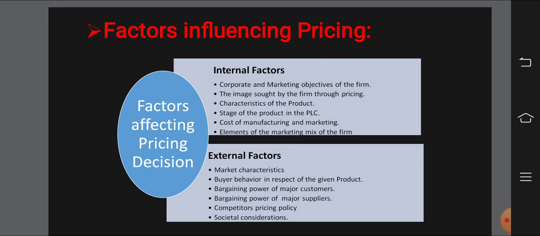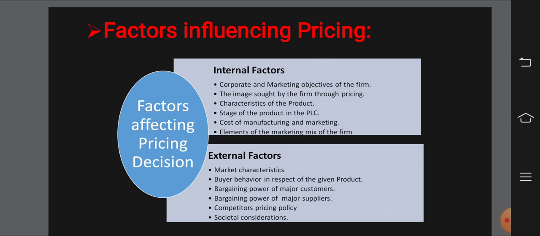Then next factor is the buyer behavior related to that particular product. Depending on that also, means what is the nature or buying behavior of the particular consumer towards that product. Depending on that, the pricing will be done. Then the next factor is the bargaining power of the customer as well as the supplier. If the bargaining power of the customer or supplier is more, then that particular organization has to keep the prices lower for that particular product. If bargaining power is not that much, then that particular organization can increase the price of their product.